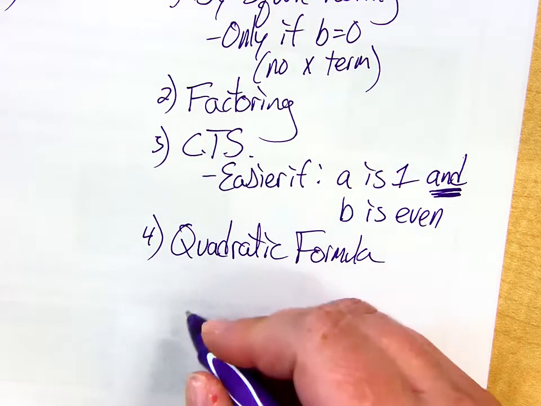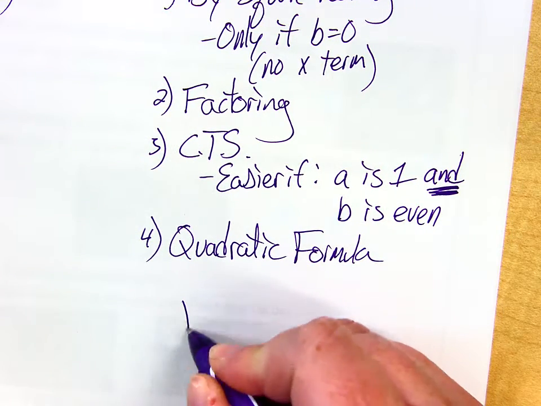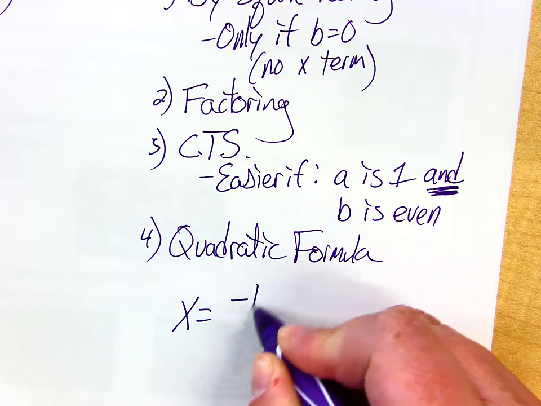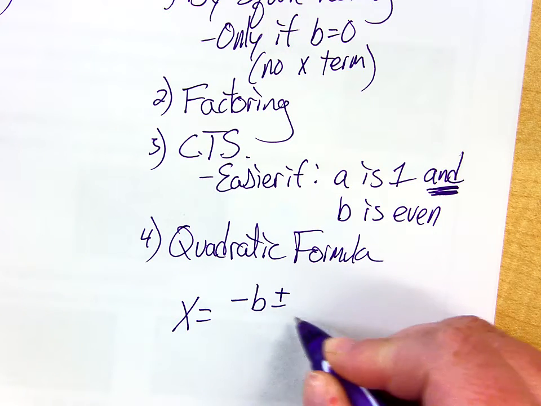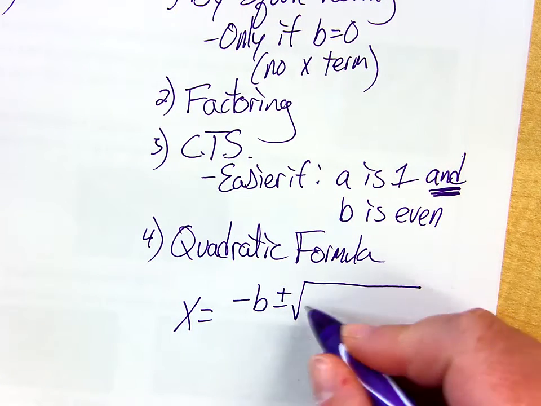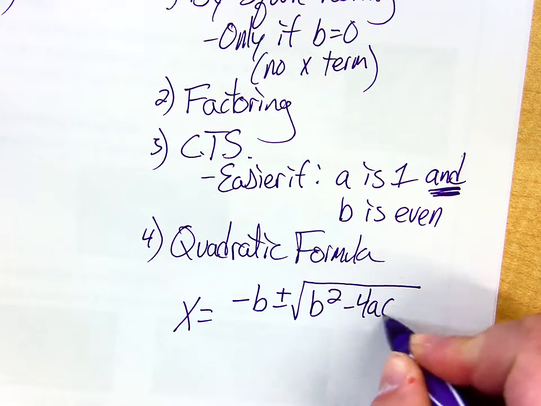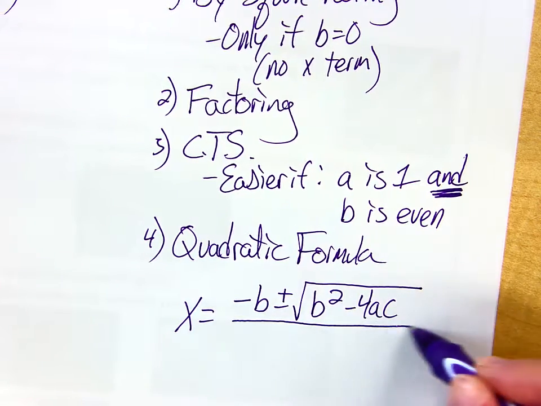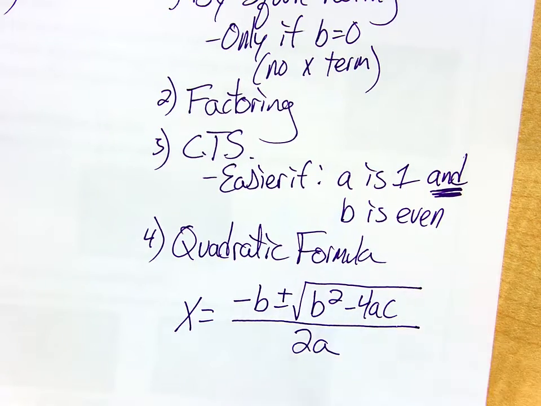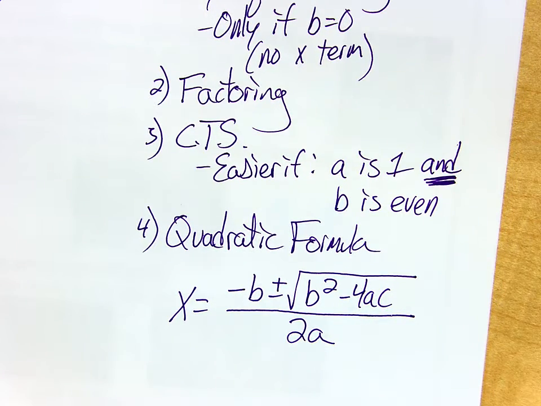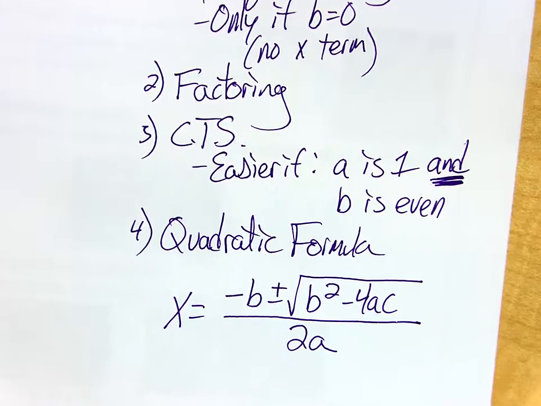So anyway, here it is. Please make sure that you write it correctly. x equals negative b plus or minus a big old square root, and under that square root is b squared minus 4ac, and the whole thing is over 2a. That is the quadratic formula.